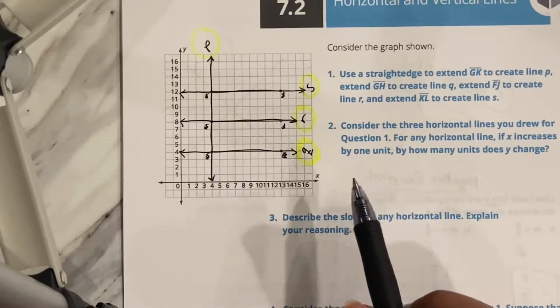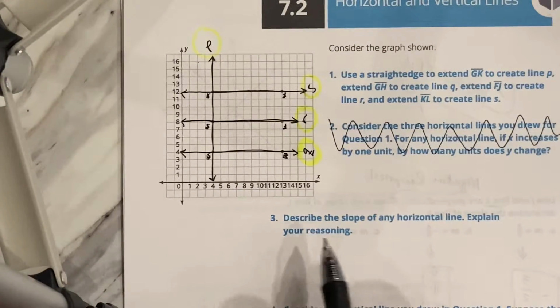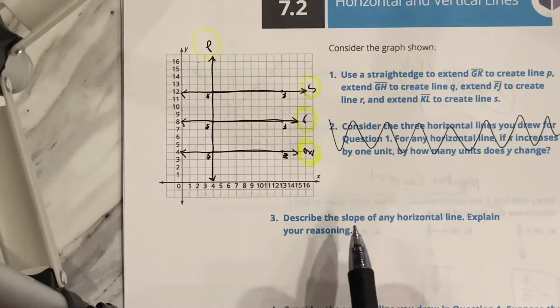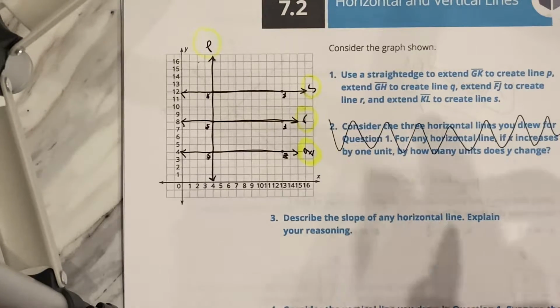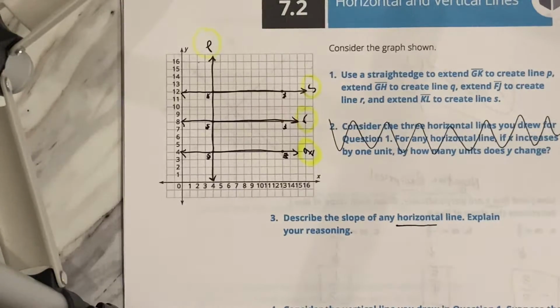Next, we're not going to do number 2. Starting with number 3. Describe the slope of any horizontal line. Some of us don't even know what a horizontal line is. I'm going to help us.